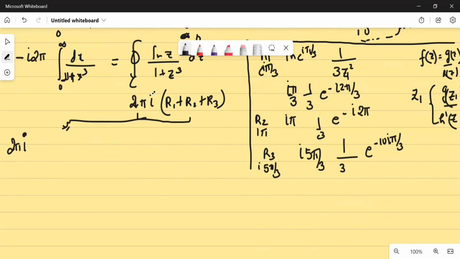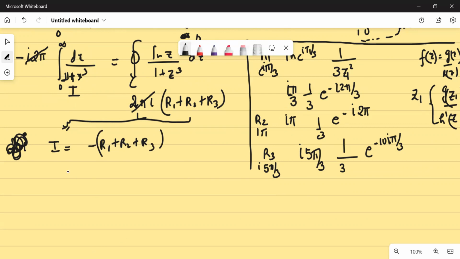Okay, also see that this 2 pi iota gets cancelled with this 2 pi iota, and the integral which I'm interested in, let's say this is I, is nothing but equal to the negative of the sum of these residues. So not even 2 pi iota. The integral which I'm interested in, which is integral 0 to infinity dx upon 1 plus x cube, is nothing but equal to minus of r1 plus r2 plus r3, where r1 plus r2 plus r3 are the sum of the residues which I have written here.